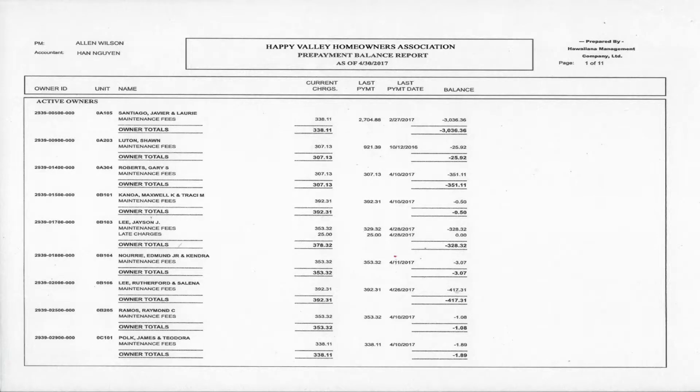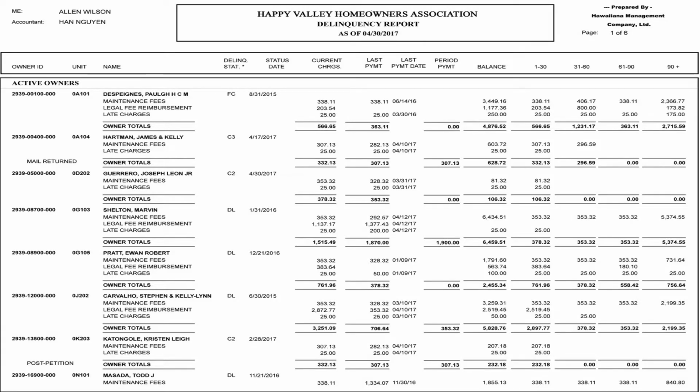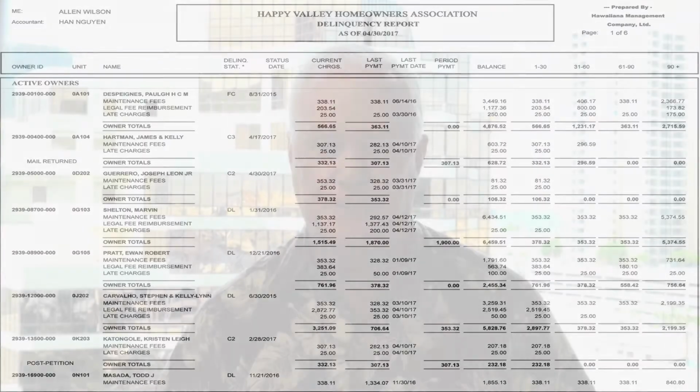The final sections of the financial report show the lists of owners who have paid in advance or have not paid all of their amounts due, therefore creating a delinquency. The delinquency report is also further broken down by aging. How delinquent is this owner? Is it 30 days, 60 days, 90 days or more?